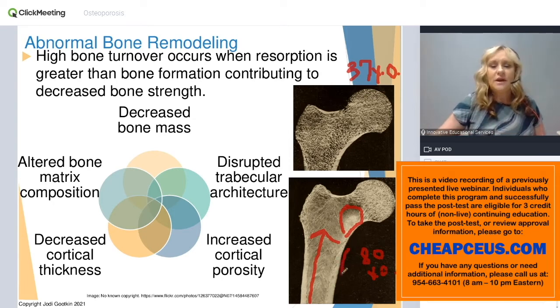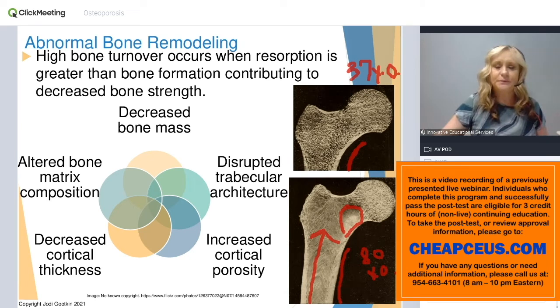Also, when we look at the edge of the cortical bone, it's going to become thinner and it becomes more rigid and brittle compared to the area up here, parallel to that line. So that makes it less resistant to those vertical compressive forces and more likely to fracture also.